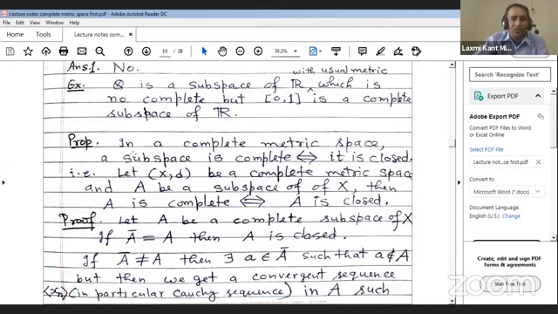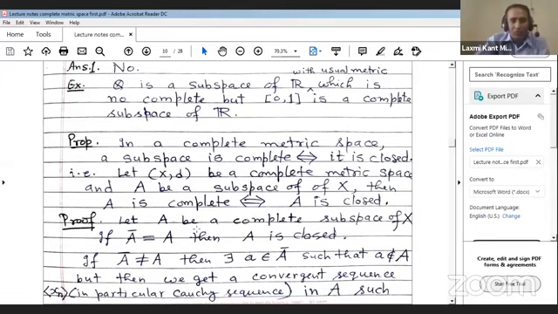So we have a proposition about when a subspace of a complete metric space is complete. In a complete metric space, a subspace is complete if and only if it is closed. That means if we take a closed subspace of a complete metric space, then it becomes complete. Or if a subspace of a complete metric space is also complete, then it must be closed. Okay, so here is the proof.